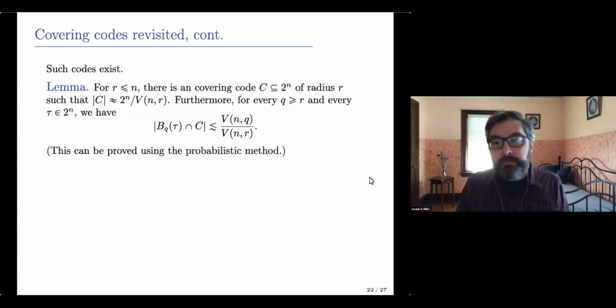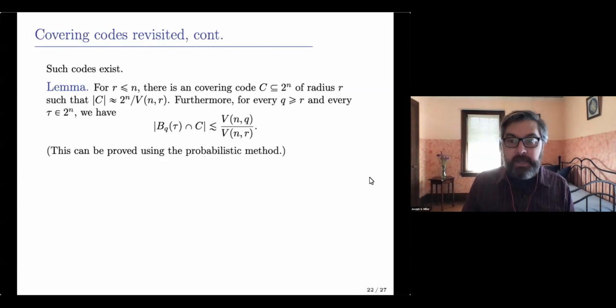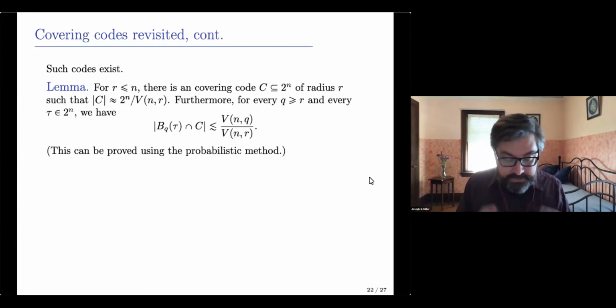Again, it can be proved using the probabilistic method. It's not too hard. We prove this in our upcoming work, but I'm not claiming it's new, just because I haven't found anyone else having proved it yet. I'm assuming somebody else has proved this at some point. I just haven't seen it. And so it's very standard techniques.